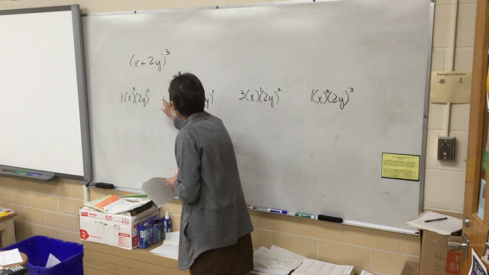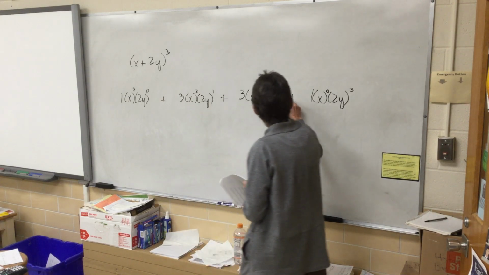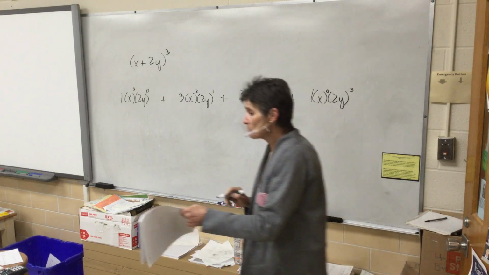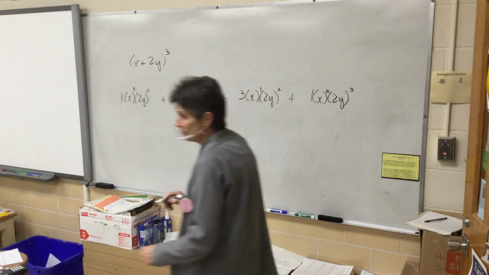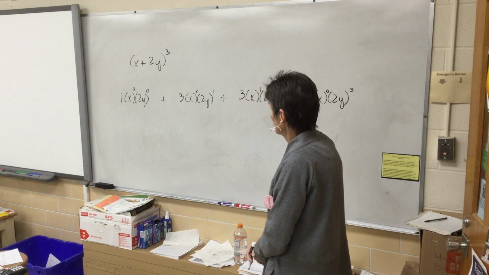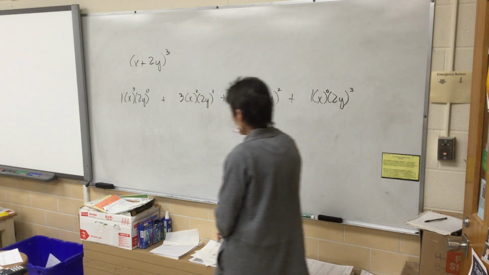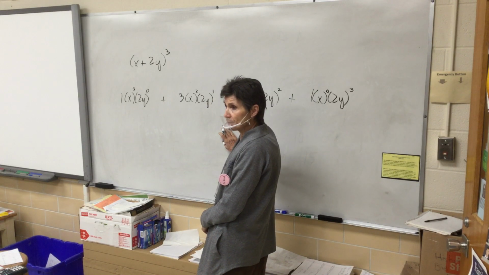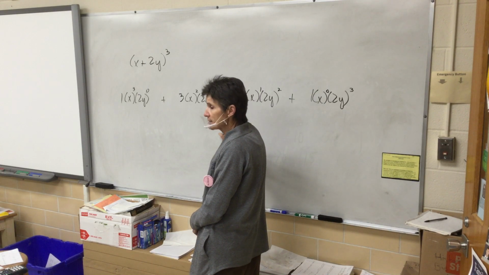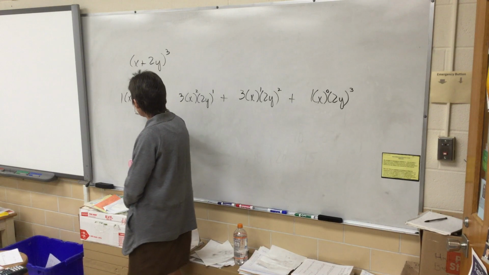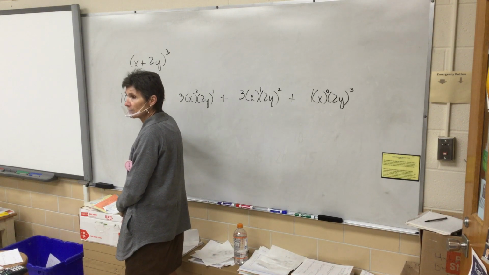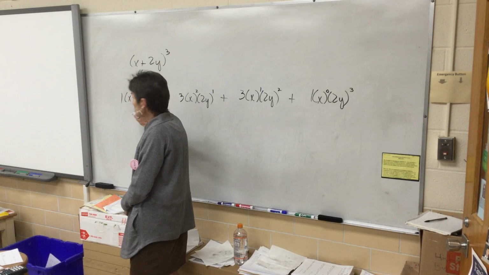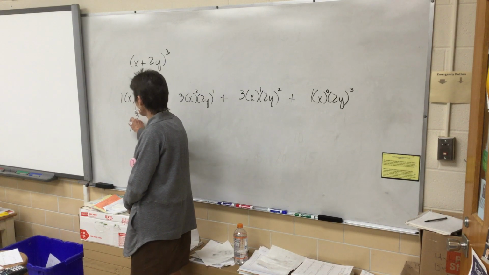I'll put plus signs between each term to separate them. And this one is going to have a little bit more simplifying to do. So here we go. Everybody caught up here? Everybody's good? Easy process. So now we're going to simplify. Anything to the 0 power is 1, so this first term is just x cubed.